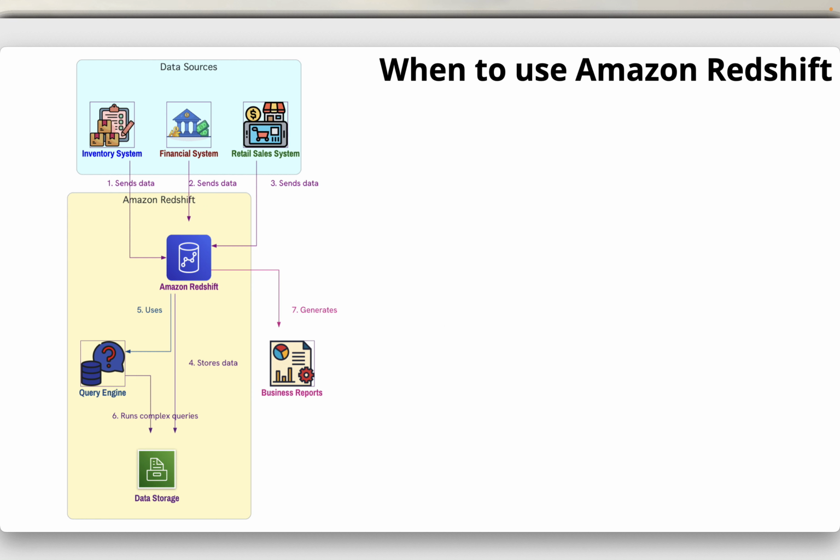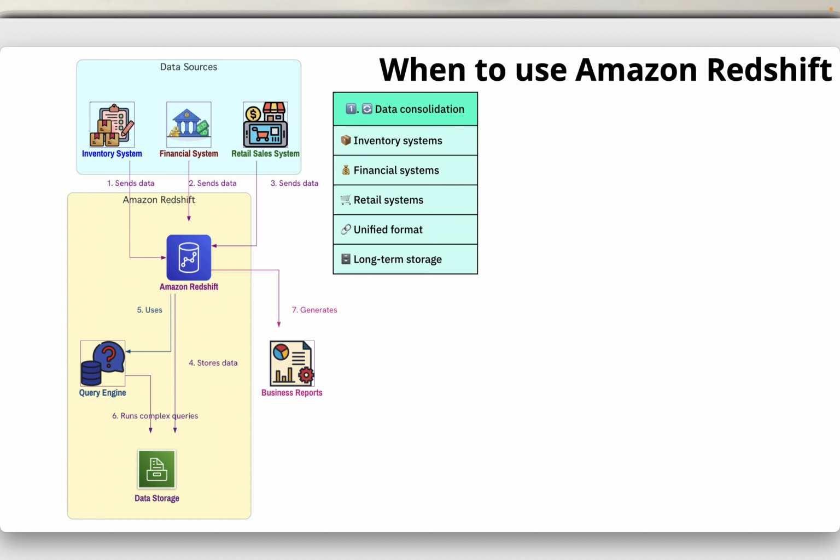So that was EMR. Now we'll see another tool, Redshift, and when we should use Redshift. Amazon Redshift is ideal for consolidating data from various sources such as inventory, financial, and retail systems into a unified format for long-term storage. It is the preferred option for generating advanced business reports based on historical data.